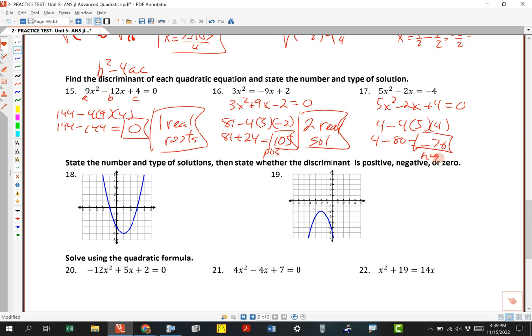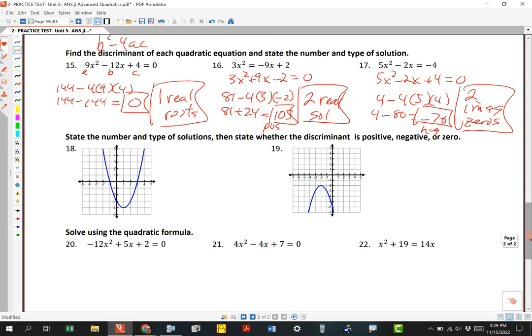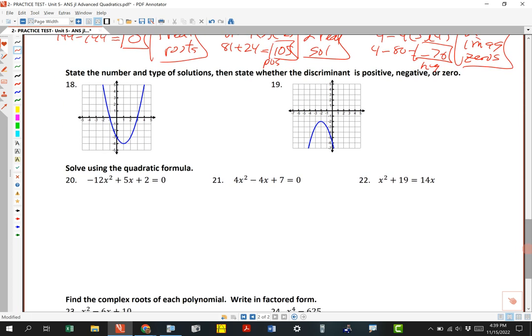The fact that this is negative means we're going to get 2 imaginary zeros. So again, I'm using a couple of different terms. I'm saying zeros, solutions, roots, all that sort of stuff, pretty much interchangeably. Okay, and then we'll take a look at these guys here.